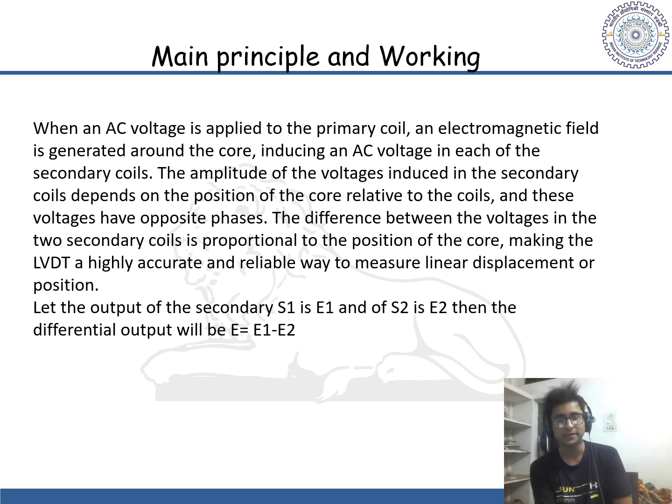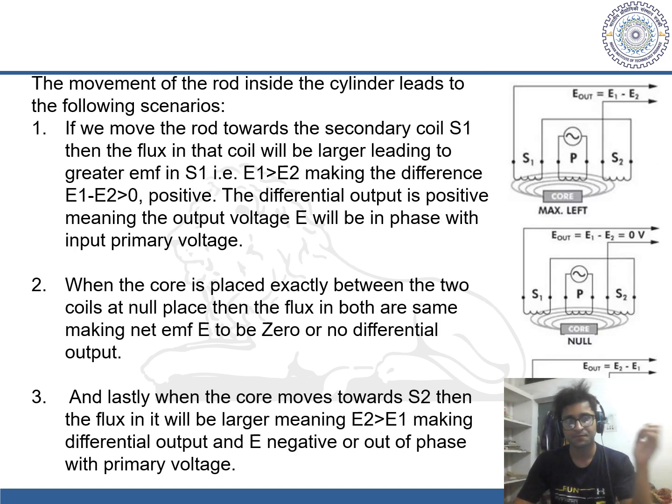So in this we can generate the output in the form of EMF. The form of the EMF is E1 minus E2, where E1 and E2 are the corresponding EMFs generated in the secondary coils S1 and S2 respectively. The difference of them will be the output of the LVDT.